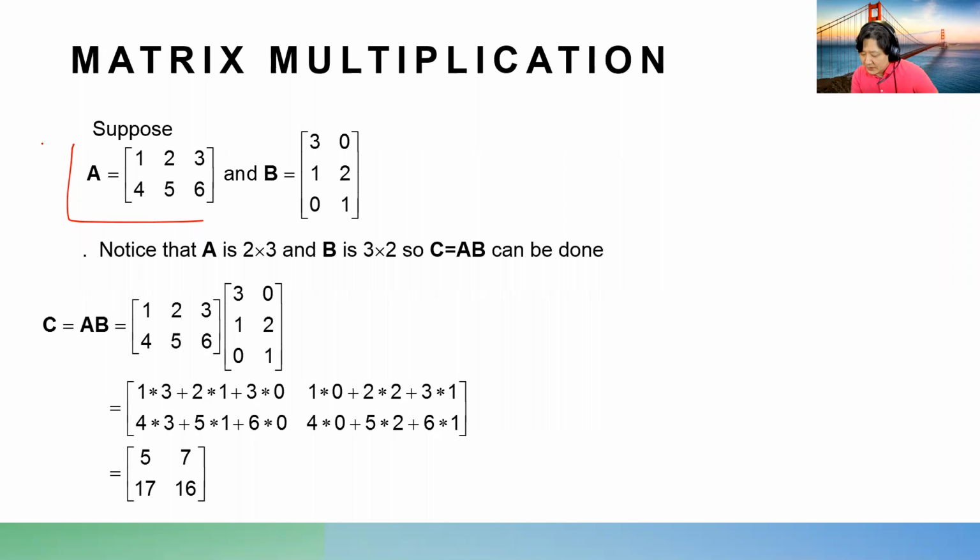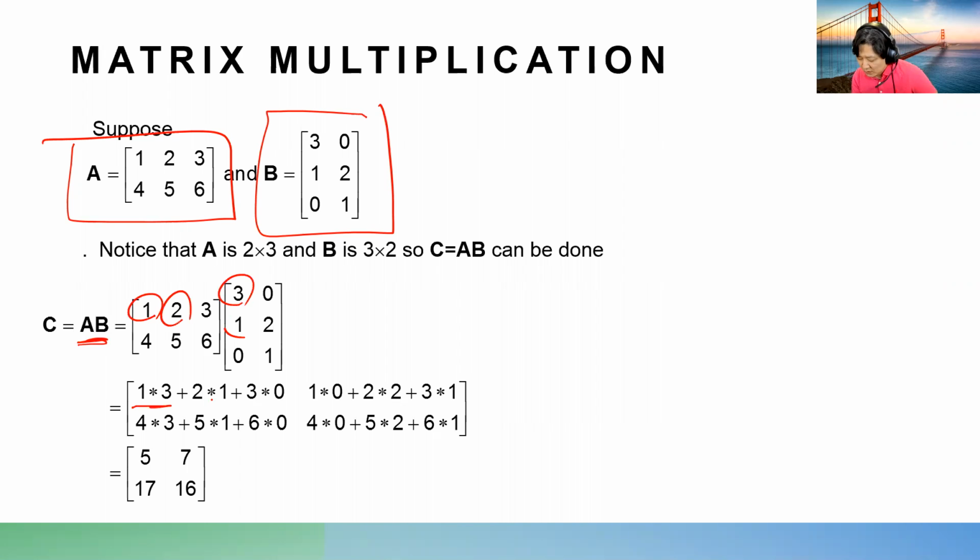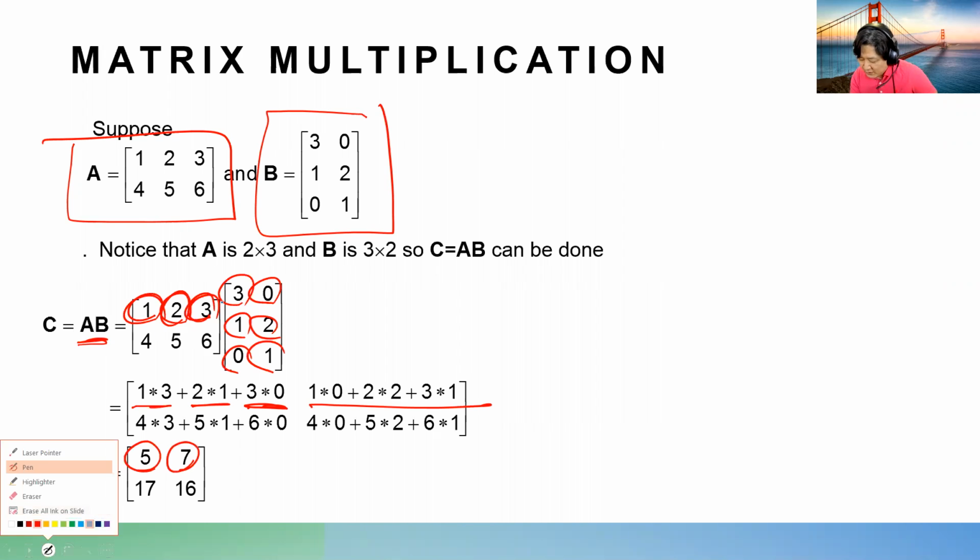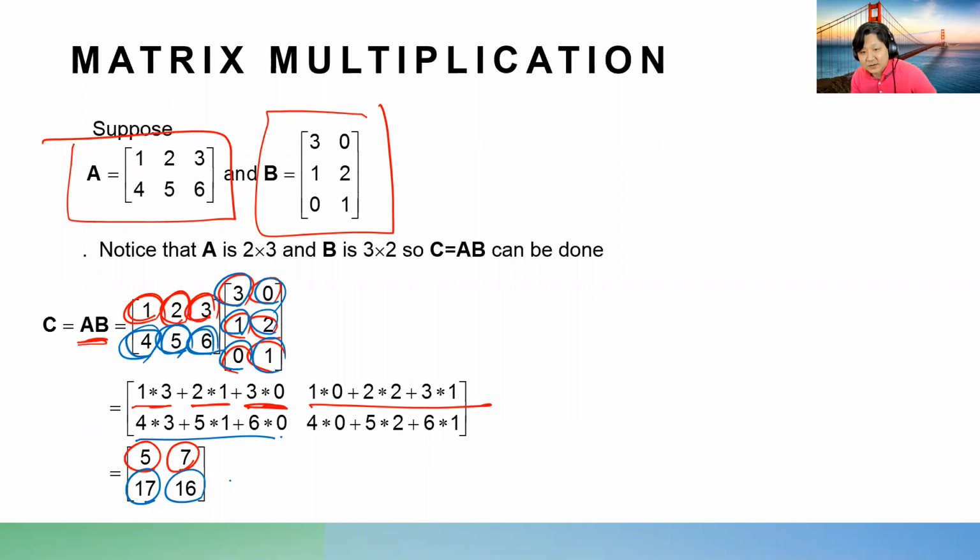So here is the example. This is the A matrix and this is the B matrix. A times B: 1 times 3 plus 2 times 1 plus 3 times 0 is right here, this is 5. And 1 times 0 plus 2 times 2 plus 3 times 1 is 7. 4 times 3 plus 5 times 1 plus 6 times 0 is 17. And 4 times 0, 5 times 2, and 6 times 1 is 16. Okay, any questions so far?